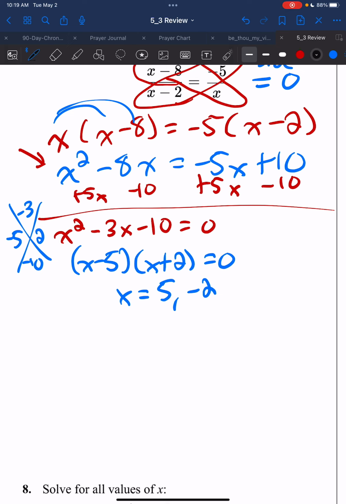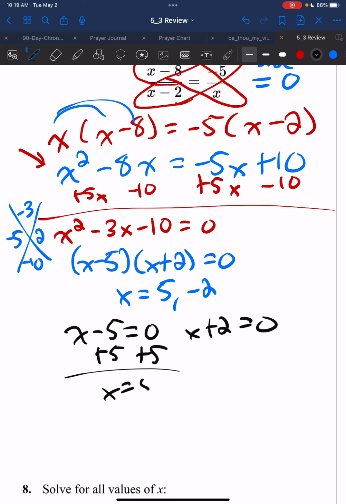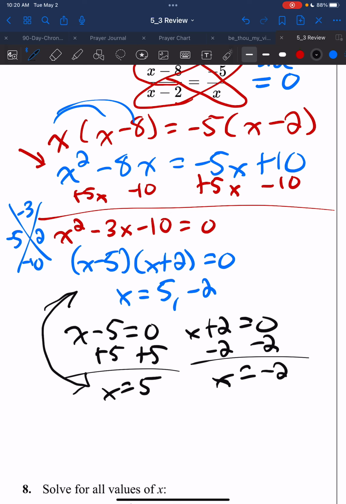And really the long way of what we're doing is we're setting both of these equal to 0. So x minus 5 equals 0. x plus 2 equals 0. Adding 5, x equals 5. Then minus 2 on both sides, and it's going to be x equals negative 2. Okay, and right now that's not really important. You can see that the answers here are the same, but this is going to come in handy when we have not so pretty factors.